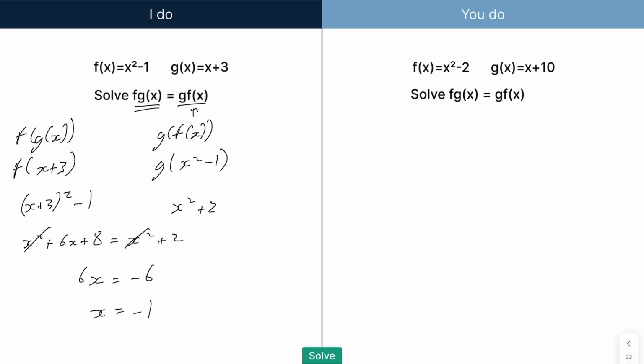So hopefully you've pressed pause and had a good go at the example on the right. Step 1 is to find this, step 2 is to find this, and then make them equal to each other.